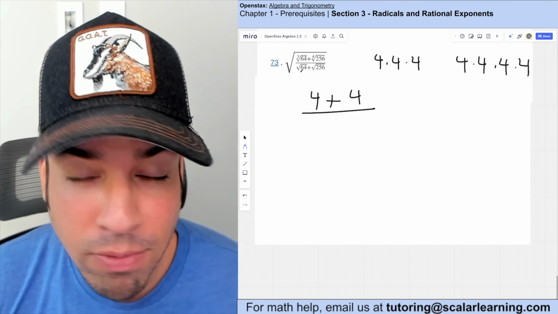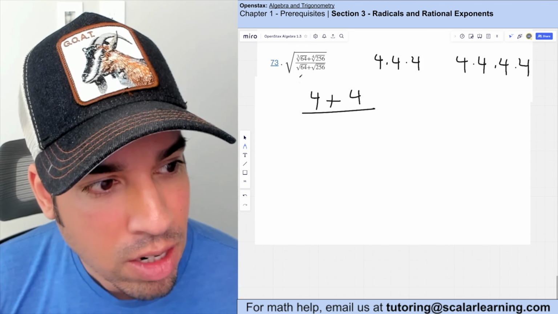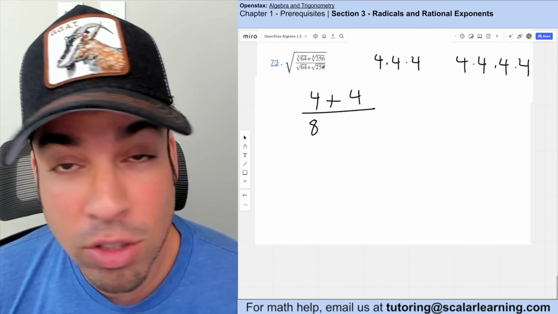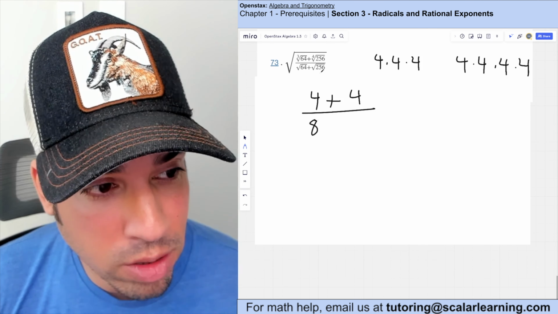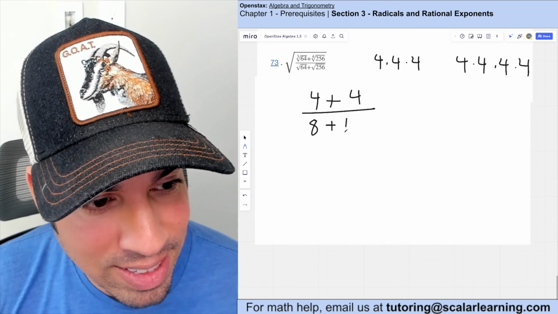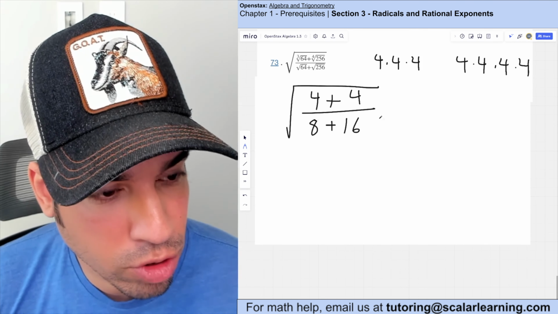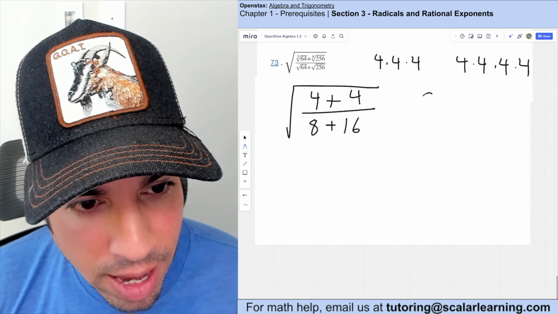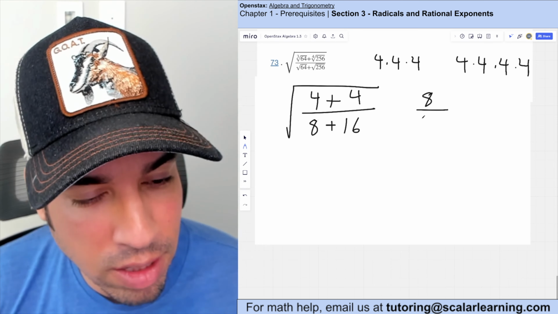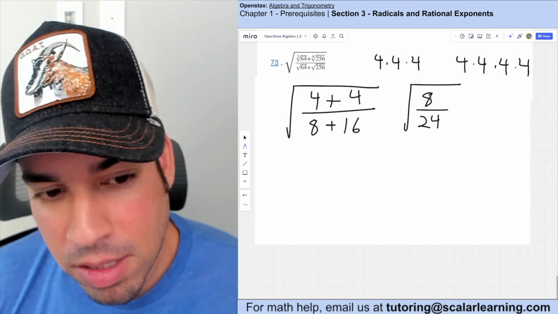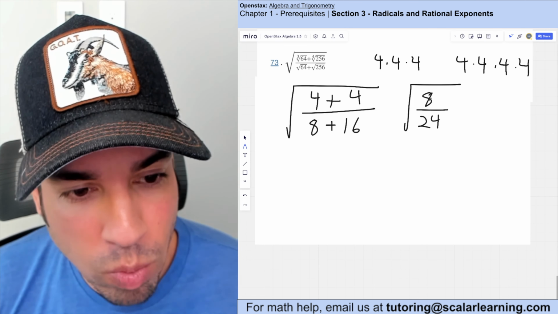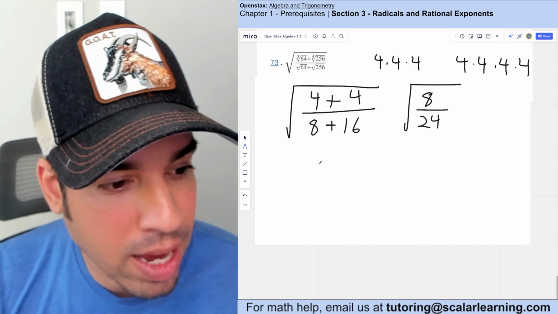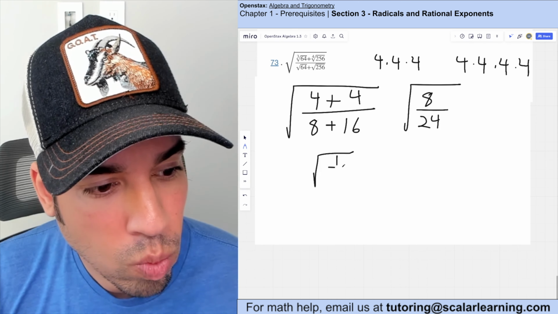Over the square root of 64, that's a perfect square. It's 8 times 8. So the square root of 64 is 8. And 256 is a perfect square as well. The square root of 256 is 16. All of this is still under a square root. So 4 plus 4 is 8. 8 plus 16 is 24. Now I'm going to simplify this fraction to become 1/3, right? Divide top and bottom by 8, and I get the square root of 1/3.